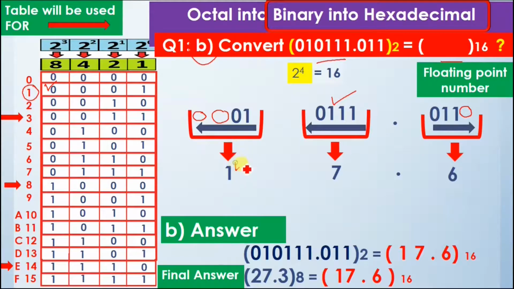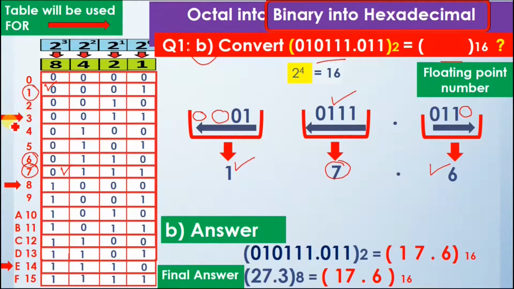So we write 1 here. Next we have 0111. So in the table we can find 0111 here, which is equal to 7. So we write 7 here. And in the last one we have 0110. If we look at 0110 in the table, here it is, and 0110 is equal to 6. So we write 6 here.